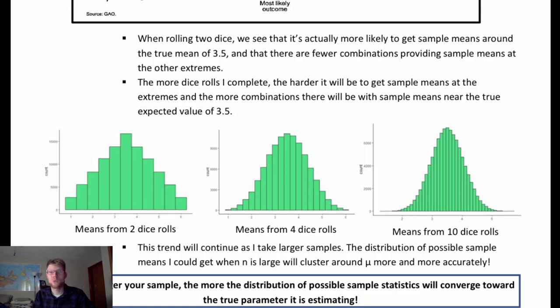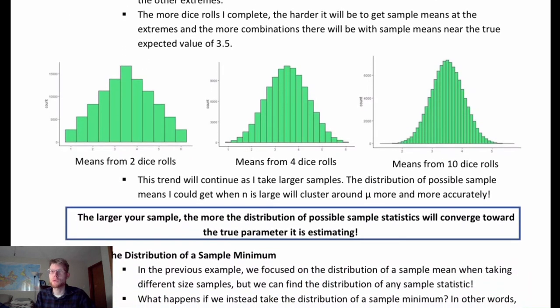I'm going to have to get a lot of 1s and 2s and 3s, because if I get some 4s, 5s, and 6s, then I'm going to have to balance that out with even more 1s and 2s. So there's just not as many combinations that give me these averages around the edge, but there are so many combinations that give me averages around 3, 4, and 5. So the more I increase the sample size, the higher the likelihood that I'm going to see a sample mean around the parameter, and the less likely I am to see a sample statistic farther and farther away. So this trend continues as I take larger samples. The distribution of possible sample means I could get when n is large is going to cluster more and more around mu, and it's going to cluster more accurately.